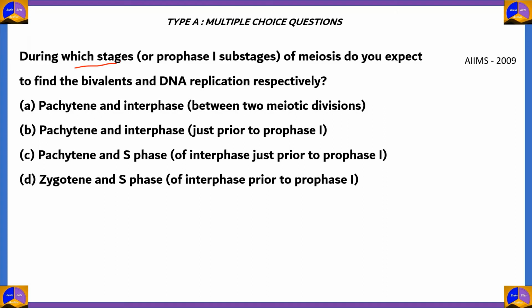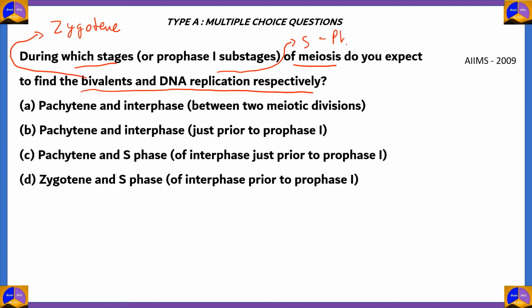During which stages or prophase 1 substages of meiosis do you expect to find the bivalents and DNA replication respectively? So we need to find out which of these forms bivalents and which of these forms DNA replication. Bivalents, in a previous question, we found out that they occur in zygotene, and DNA replication occurs in the S phase. This was a part of our first question. So using these two, we can safely conclude that option D is the right option.